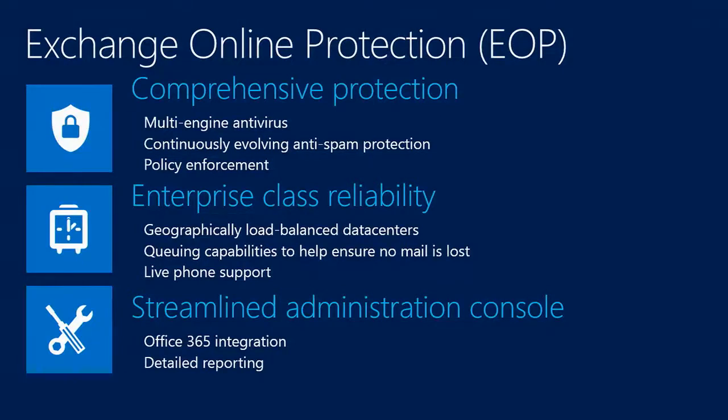As far as queuing capabilities go, if we have messages coming into the service, and whether they're being delivered to your on-prem or being delivered out to a partner, if we're not able to deliver those messages, we're going to queue them for up to 48 hours. And every 5 minutes, we're going to be retrying to do those.